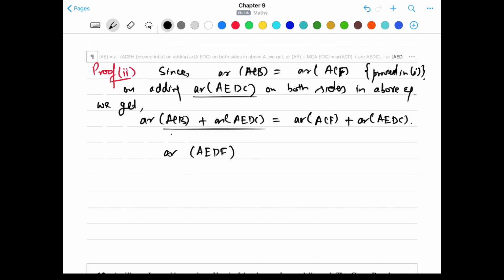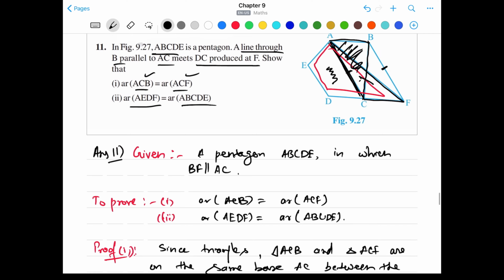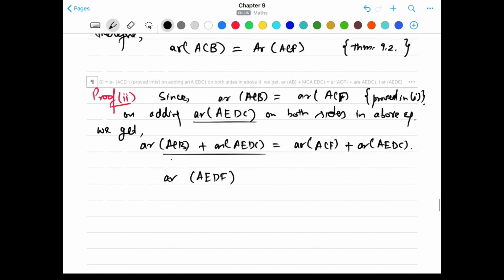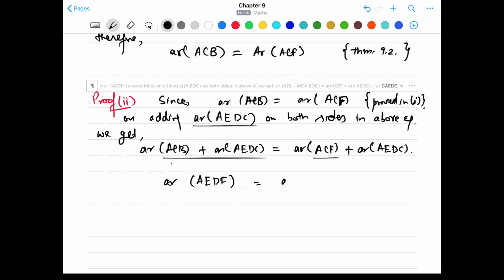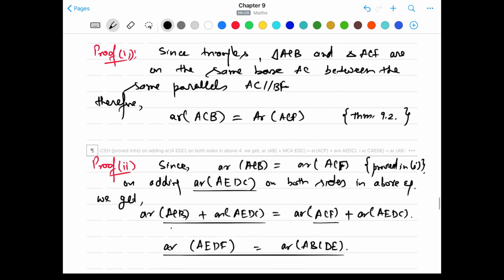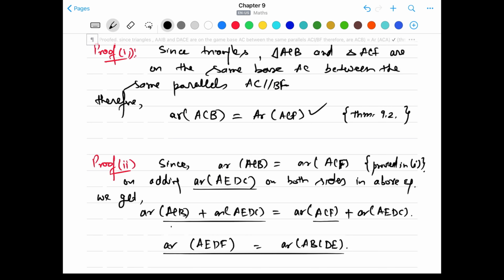Of these two, the first will be area of figure AEDF, and the second one, when you add these two, you will get the pentagon, area of pentagon ABCDE. And this is what we were asked to prove in part 2 of question number 11. First we have proved that the area of the two triangles are equal because they are on the same base and between the same parallels.